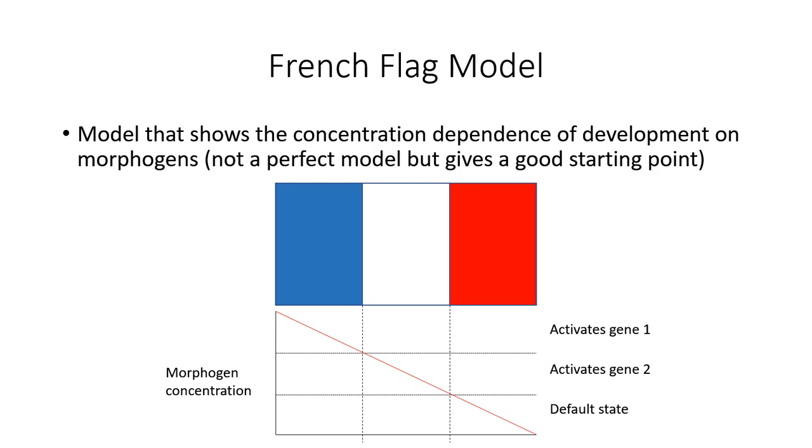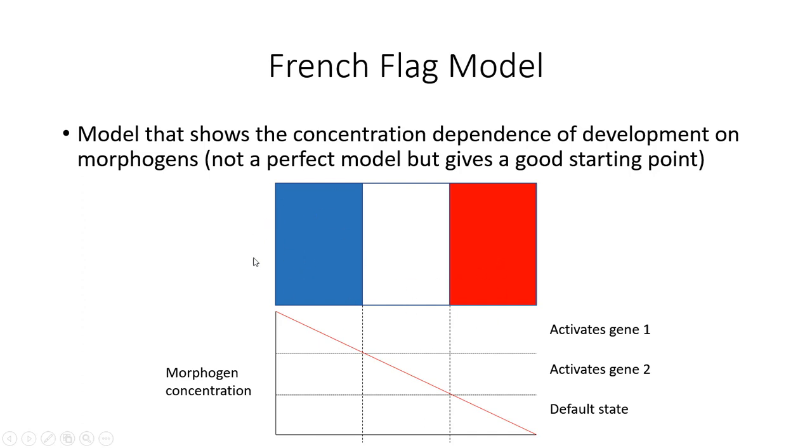I will point out this isn't perfect, but it gives a good starting point for understanding how the concentration dependence works. So we use a French flag because of the three regions of different color, which you can think of as three different cell fates. Then the graph underneath shows the different concentrations of whatever our morphogen is and how it activates these different fates.